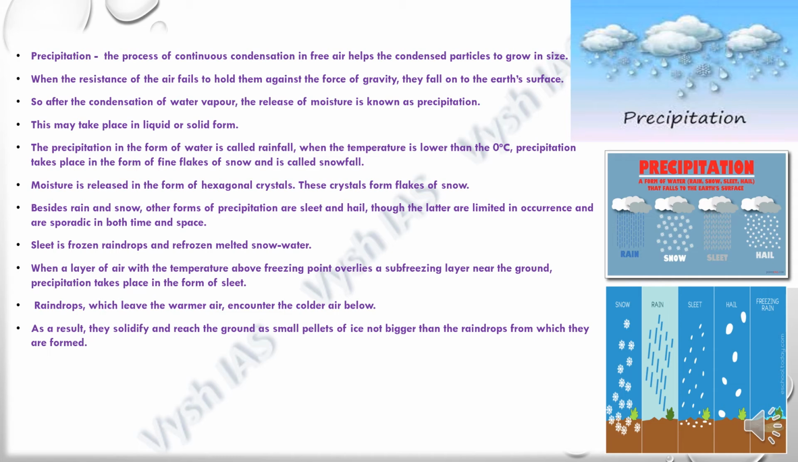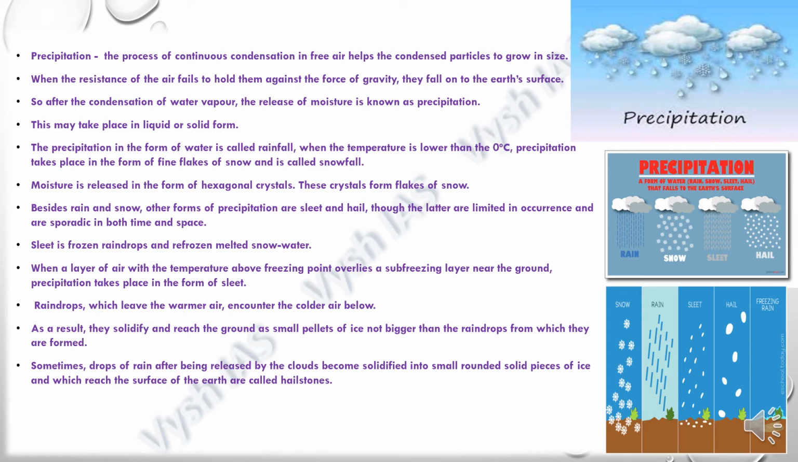As a result, they will solidify and reach the ground as small pellets of ice, which will not be bigger than the raindrops from which they are formed. Sometimes drops of rain, after being released by the clouds, become solidified into small rounded solid pieces of ice, and when they reach the surface of the earth, they are called hailstones. These are formed by the rainwater passing through the colder layers, and these hailstones have several concentric layers of ice, one over the other.